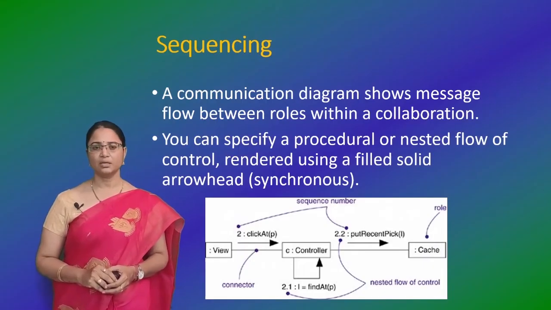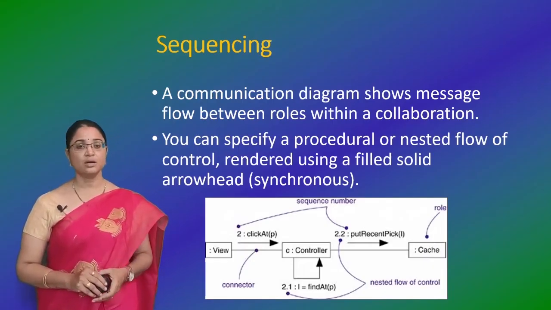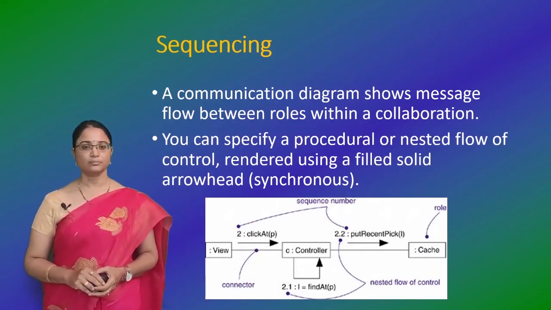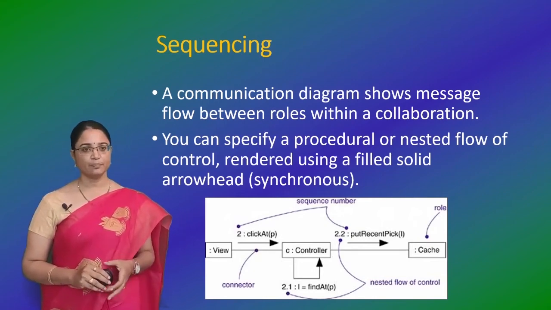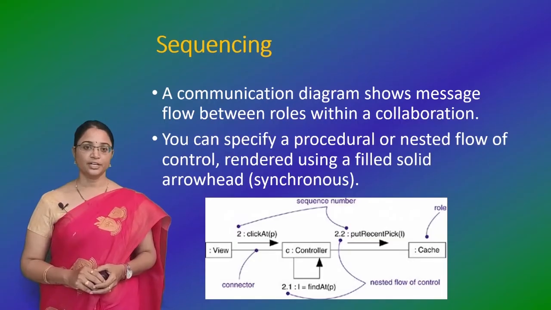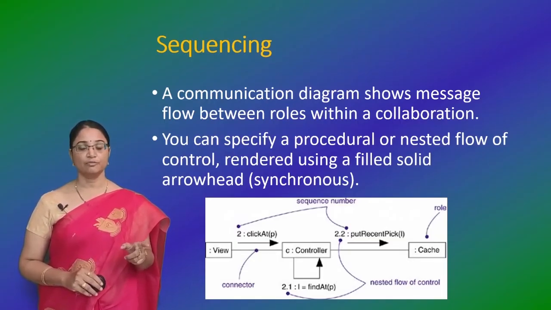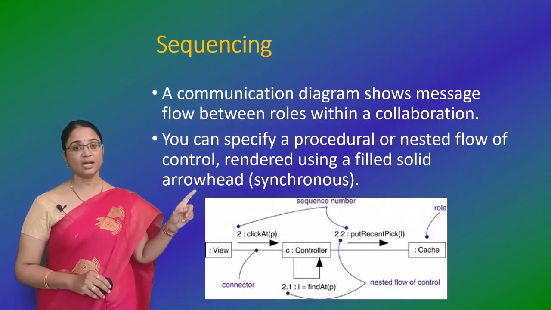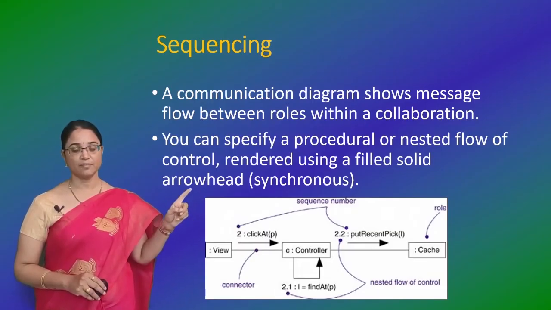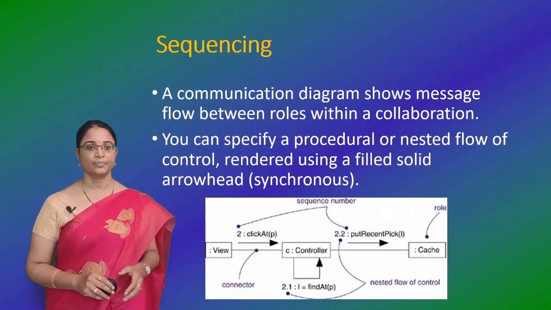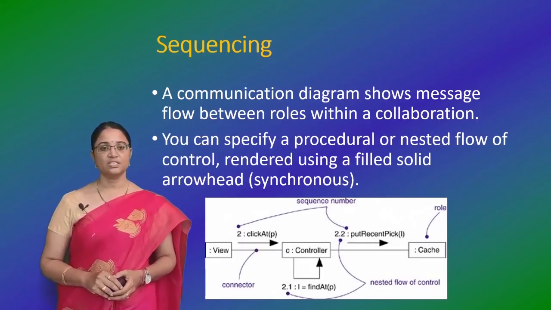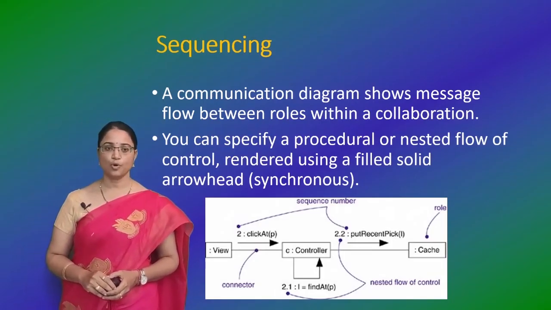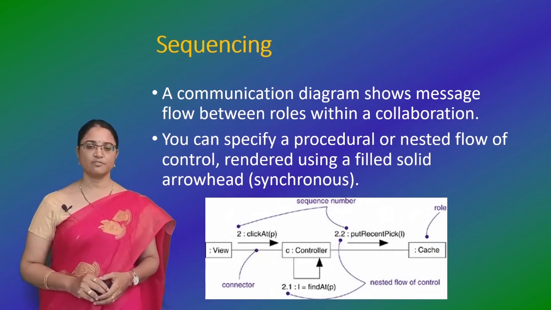This procedure is known as a procedural sequence, just like a synchronous sequence. Most commonly you can specify a procedural or nested flow of control, rendered using the filled solid arrowhead, which is known as a synchronous link. A solid arrowhead indicates that the message passed between the objects is synchronous. In this case, the message is specified as the first message nested in the second message of the sequence, so it is represented as 2.1. If there are any further messages, you can specify them as 2.2.